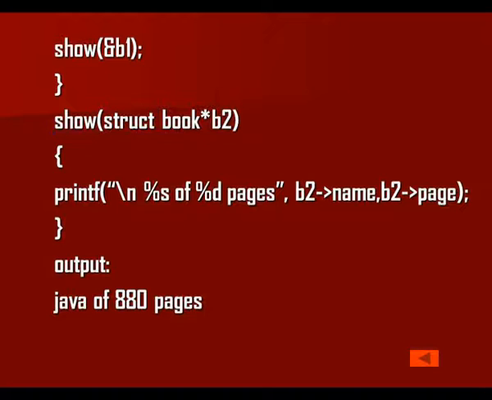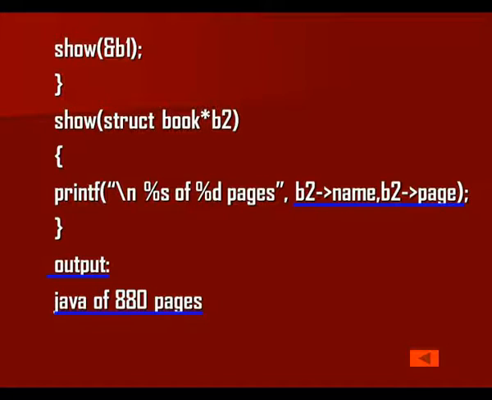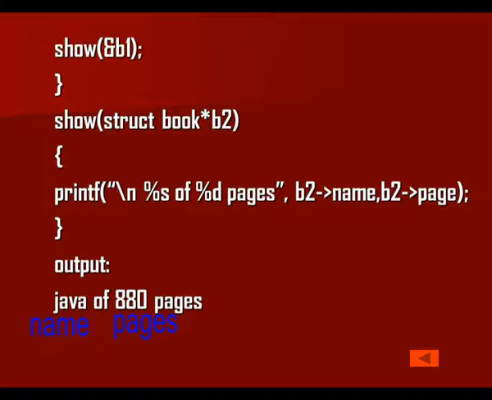So now this b2 will be holding the starting address of the value where the first value of the structure is stored. We have already seen how to access the members of a structure using a pointer. We use the arrow operator. So that is how you are going to access the structure over here, b2 arrow name, b2 arrow page, and that is what is displayed here in the output. Java of 880 pages. Java is name, page is the value 880, and it is printed in this manner. Percentage S of percentage D pages. So instead of S, name is printed, instead of pages, page is printed.